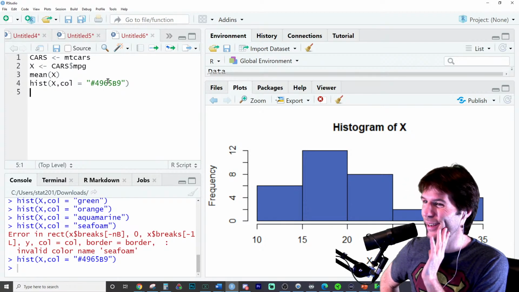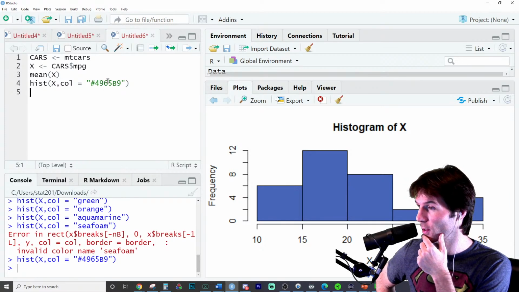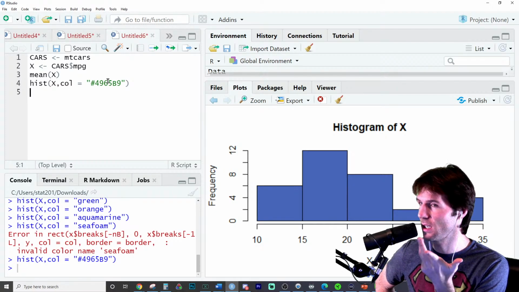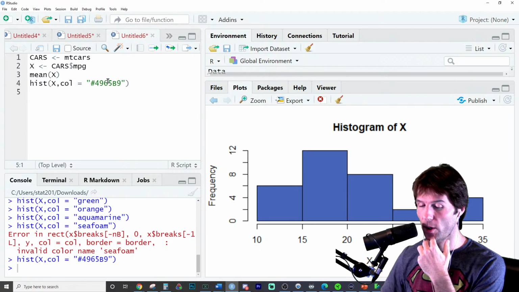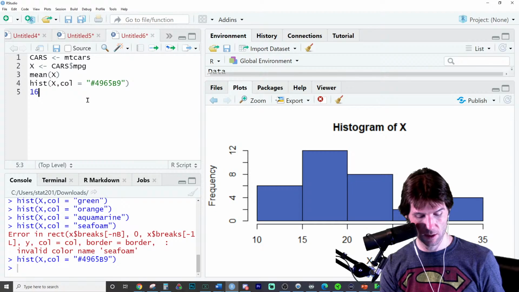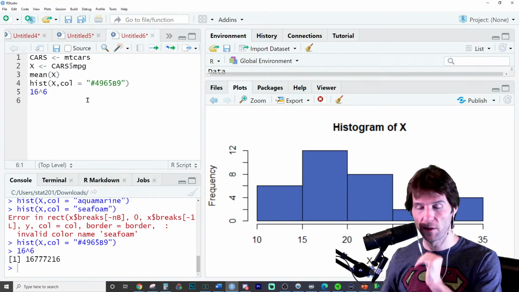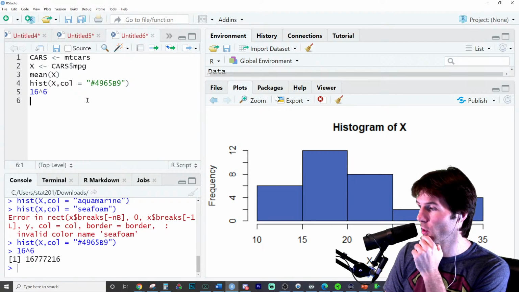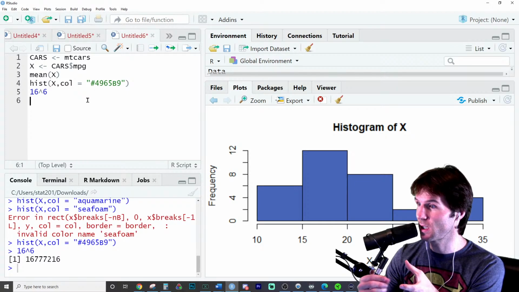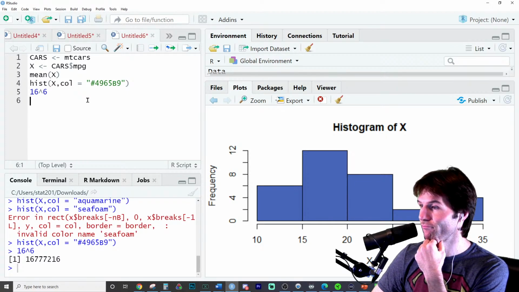So it's just a neat thing. It's hexadecimal color coding, which is 16 to the 6th power. Like you literally have 16 to the 6th power combinations. So you've got about 16 million combinations of colors. So it's like you have a crayon box with 16.7 million crayons.